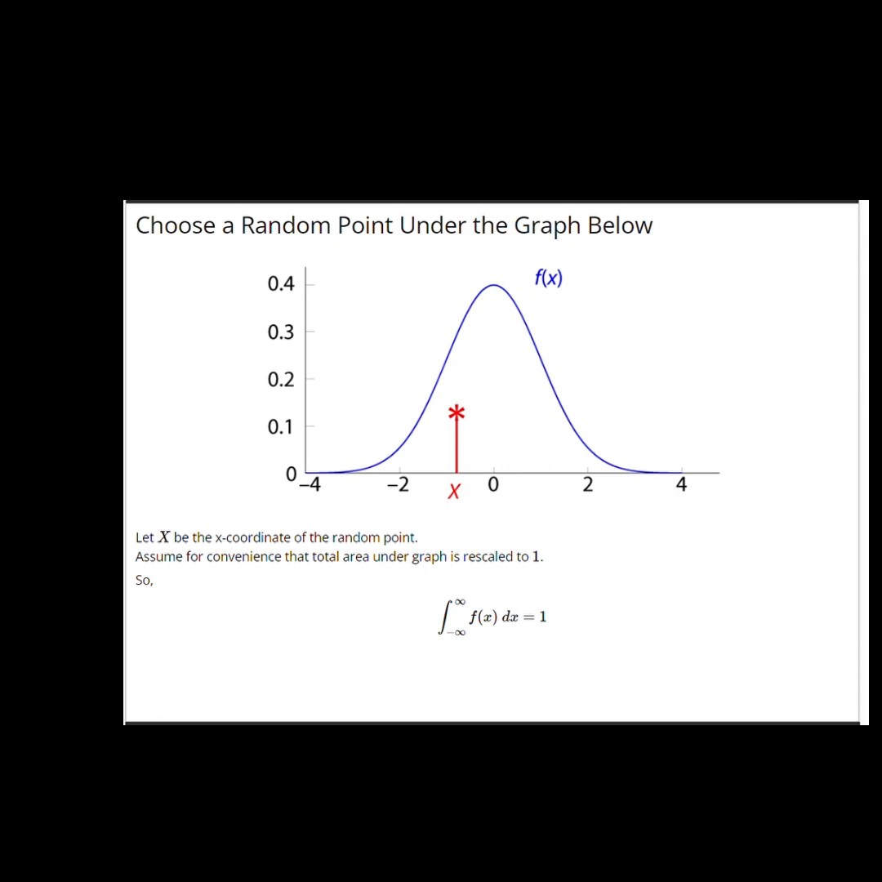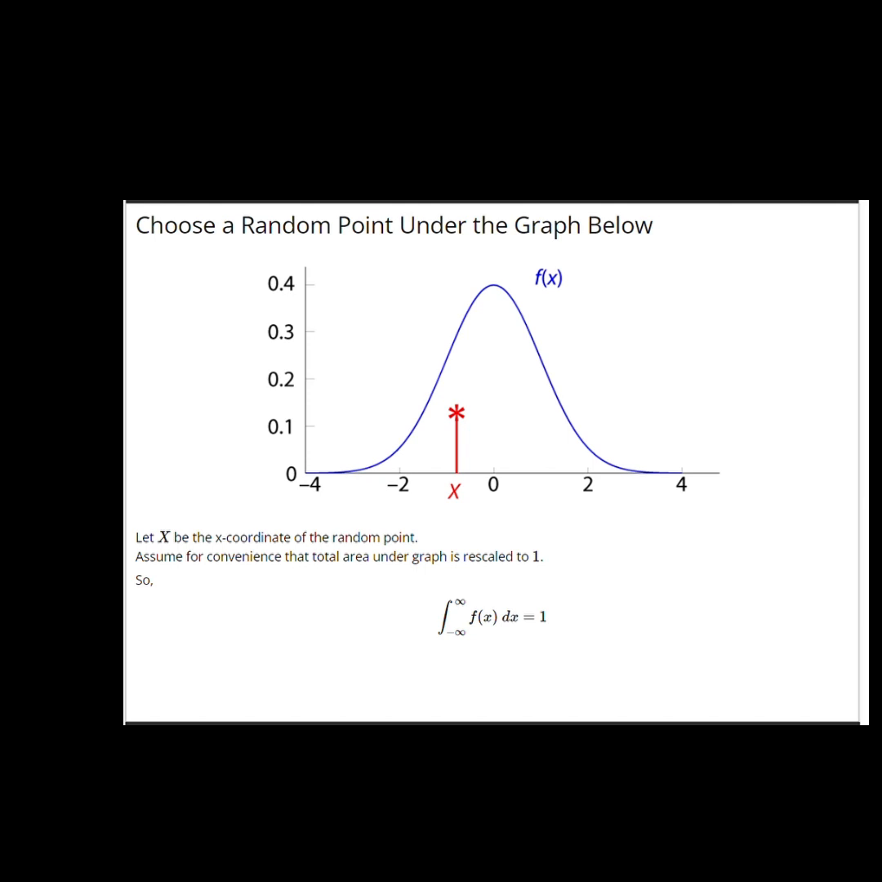Continuous distributions. Consider the graph of a function f of x displayed on this page. Suppose I drop a random point under that graph, between that graph and the x-axis. The point here is labeled with an asterisk.